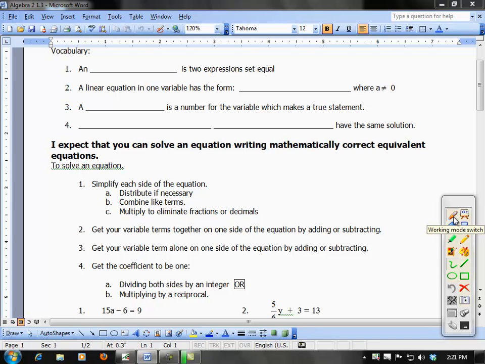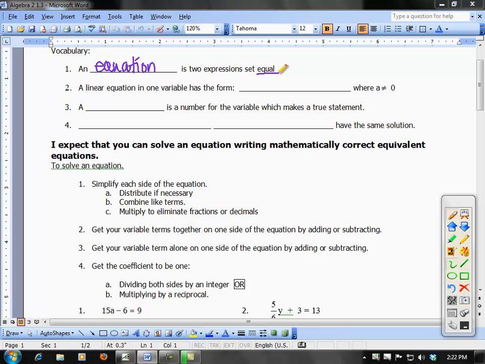I'm going to start again with the vocab, get that out of the way so we can talk about those first. As we start, an equation is two expressions set equal to each other. So basically an equation has an equal sign as you're going through. An expression, what we dealt with yesterday, is something that doesn't have the equals. So be aware of the difference there.